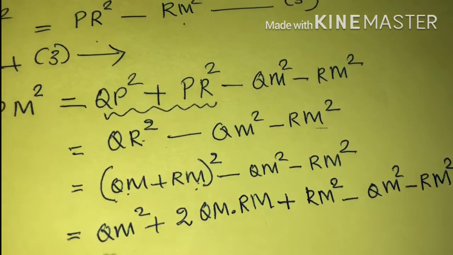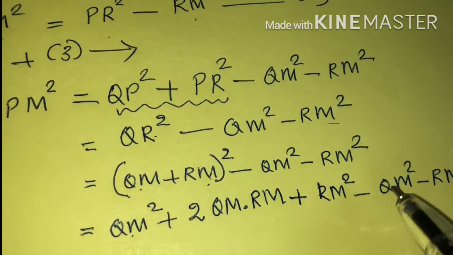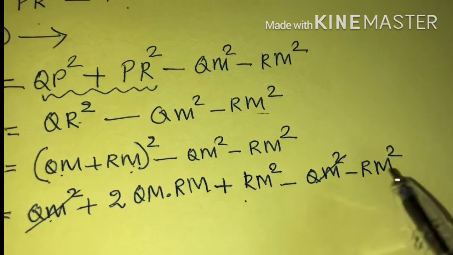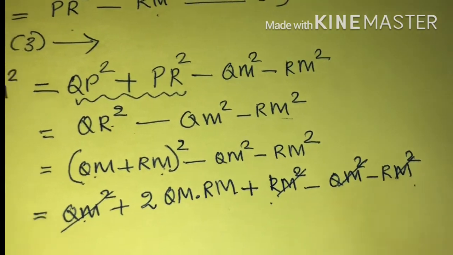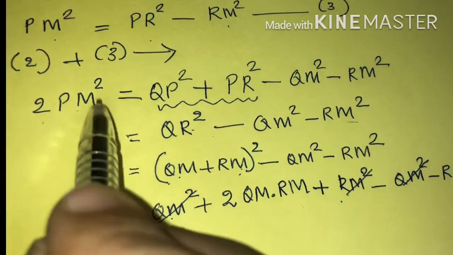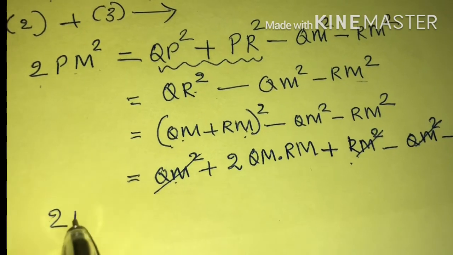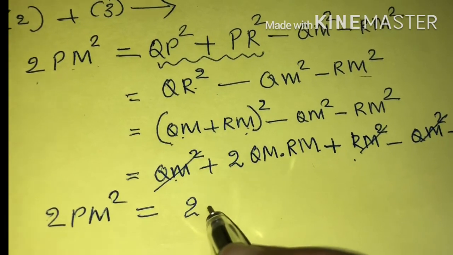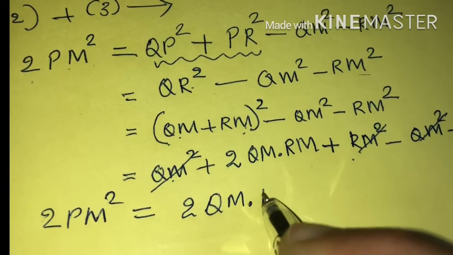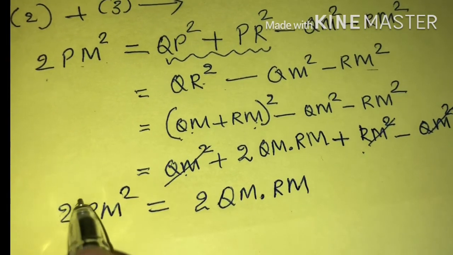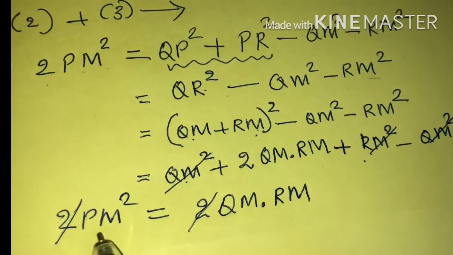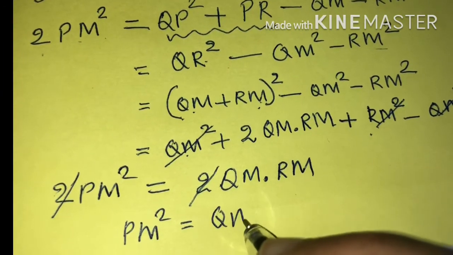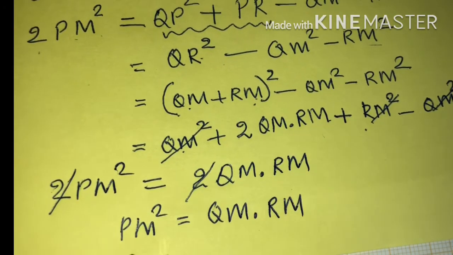Same we write. Now we can see QM square minus QM square cancel. Also RM square minus RM square, they also get cancelled. Finally, we have on the left side 2PM square. And on to the right side, we have 2QM times RM. On both sides 2, so we delete or cancel 2. Finally, we get PM square is equal to QM times RM. That's the proof.